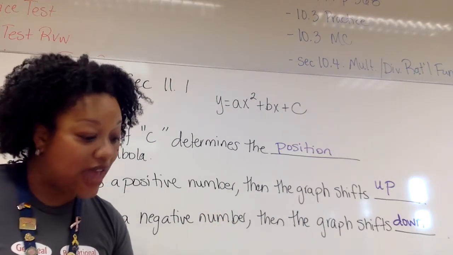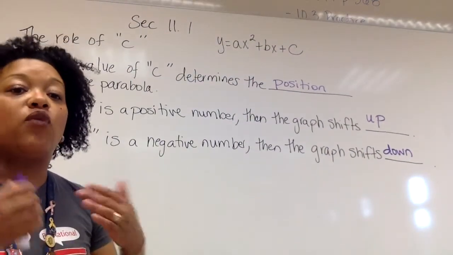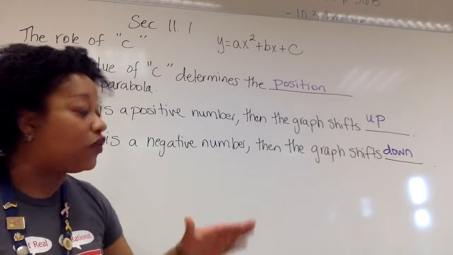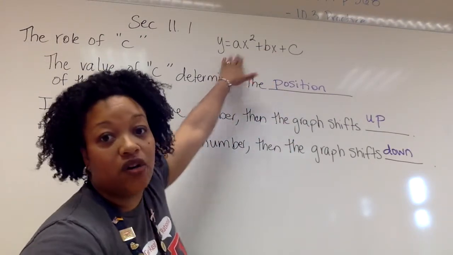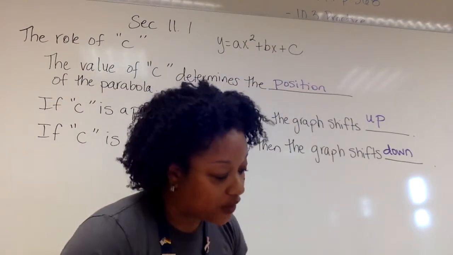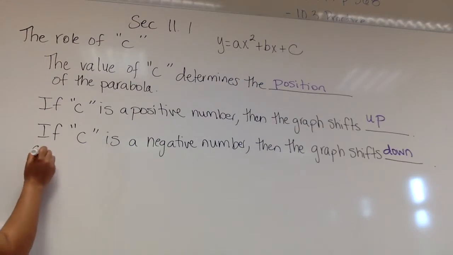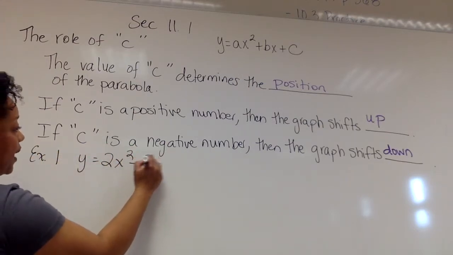So what I want to do next is let's try a couple of examples of what your graph would actually look like. So remember, we're not going to do anything with the B. We're just going to have the A term and the C term. So for example 1, I want you to write y equals 2x squared minus 3.